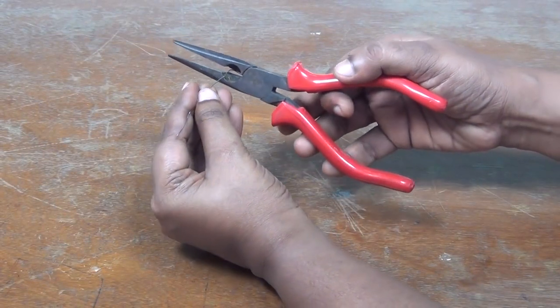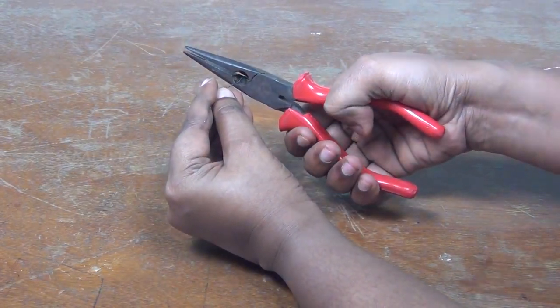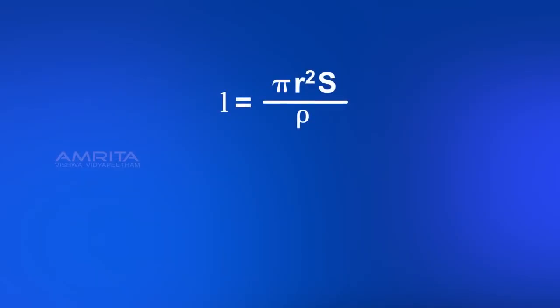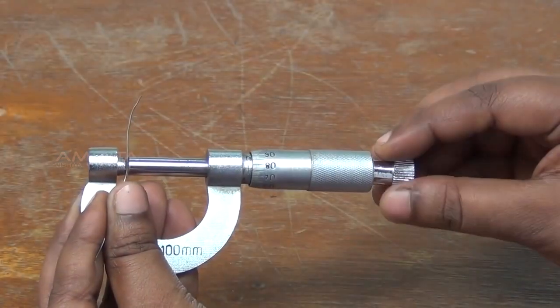Then, the length of the wire required for the shunt can be calculated using the formula L = πr²S / ρ, where ρ is the resistivity of the material of the wire. r is the radius of the wire, which can be measured using a screw gauge.